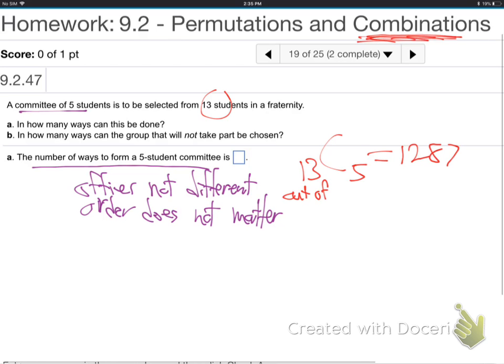Part B, in how many ways can the group, that's weird, in how many ways can the group that will not take part be chosen? In how many ways can the group that will not take part be chosen?